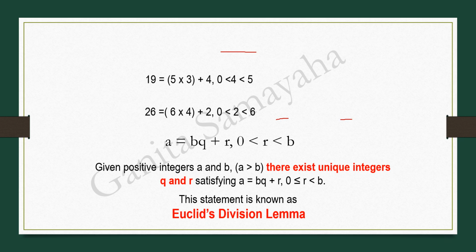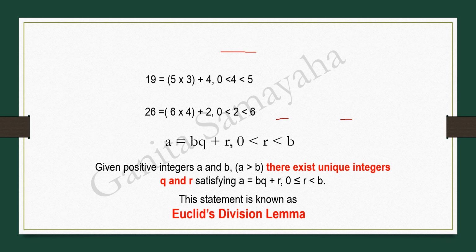Lemma simply means a statement that is already proven, and it can be used for proving other statements. So this statement that given two positive integers A and B, where A is greater than B, there exist unique integers Q and R. For a particular pair of numbers A and B, Q and R will be unique, and it satisfies this equation A = BQ + R, where our R lies between 0 and our divisor. It can be equal to 0 as well. So this statement is called Euclid's division lemma.